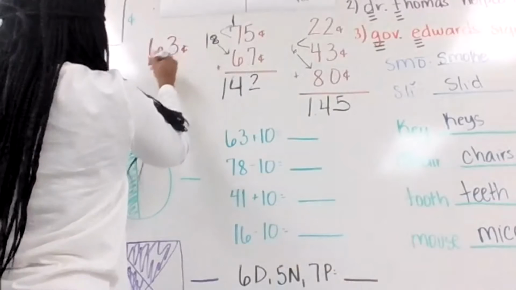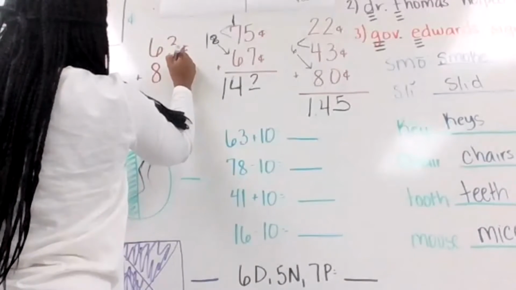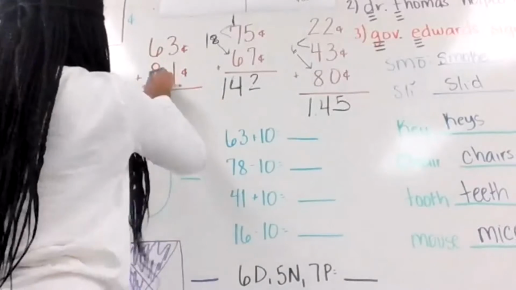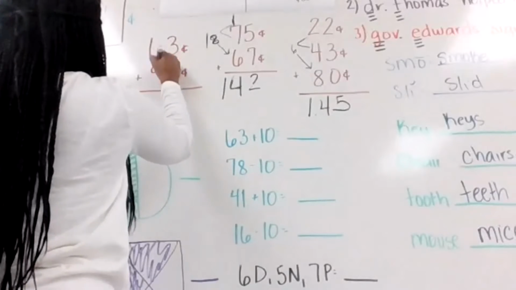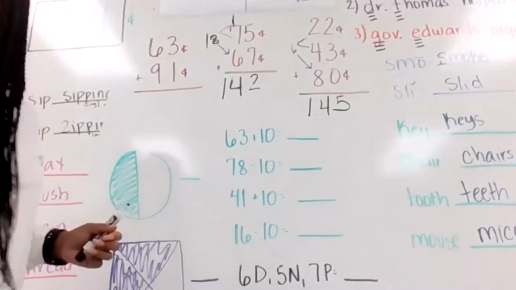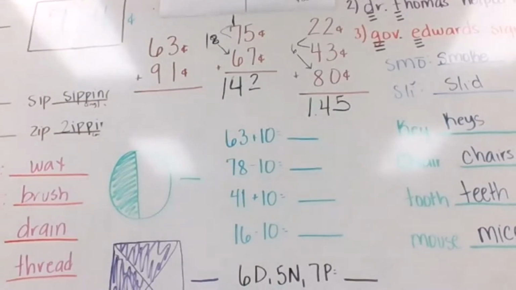I want to do a called business. Ooh, another one. Very easy. This is so easy. Okay, 63 cents plus 91 cents. You see? I knew you was gonna do that.